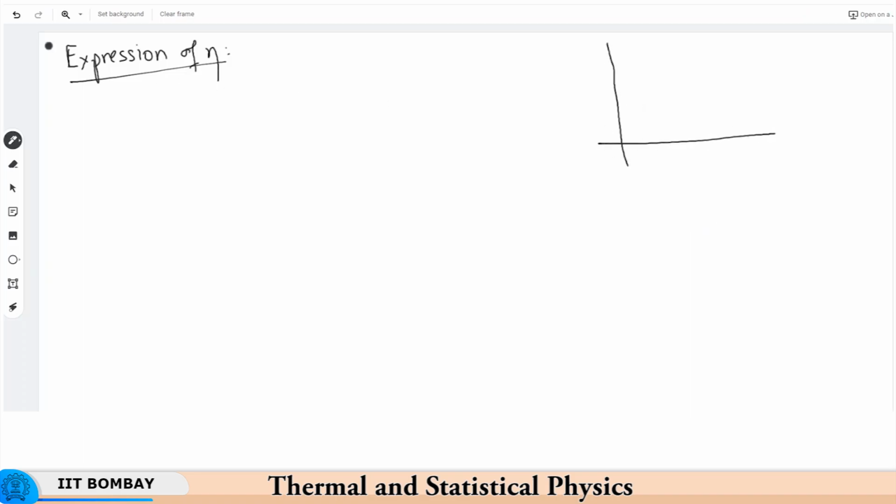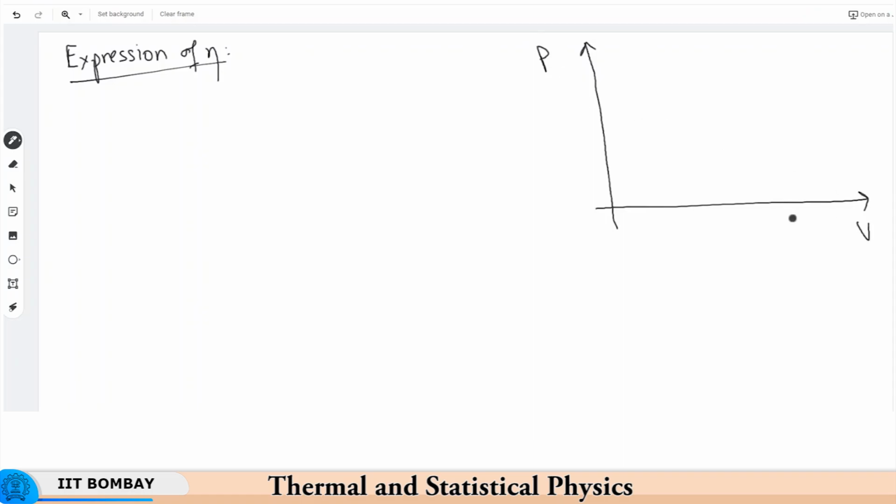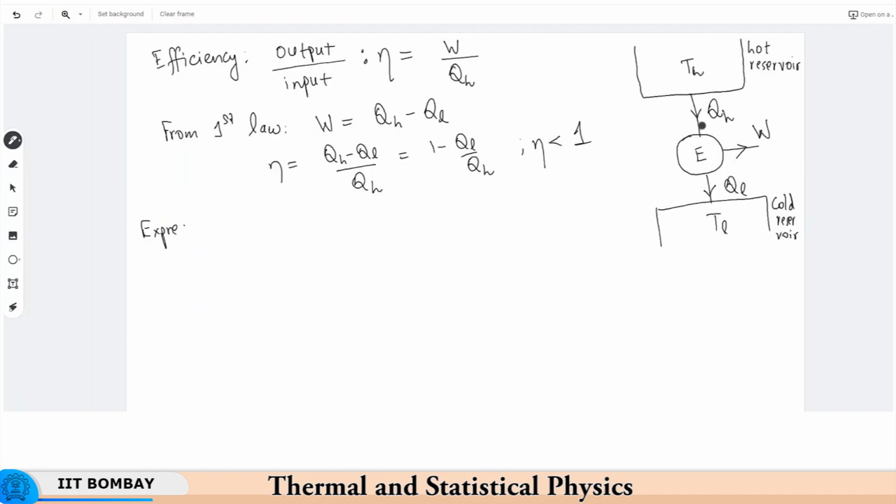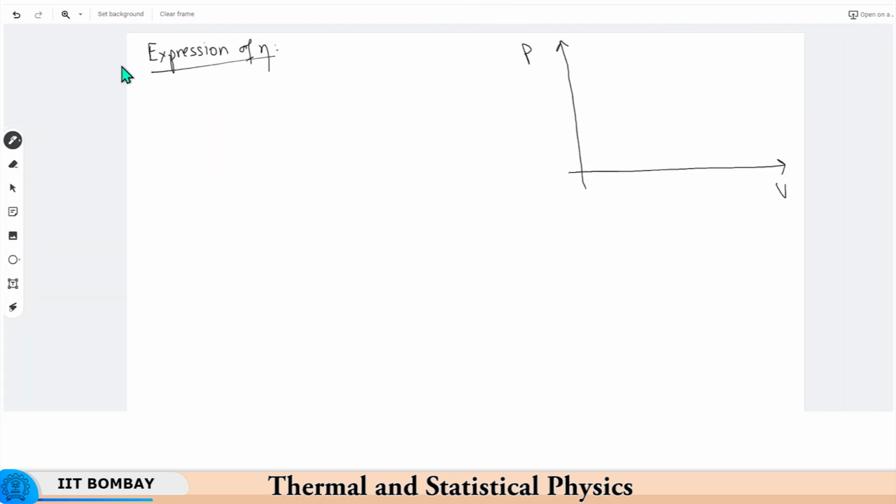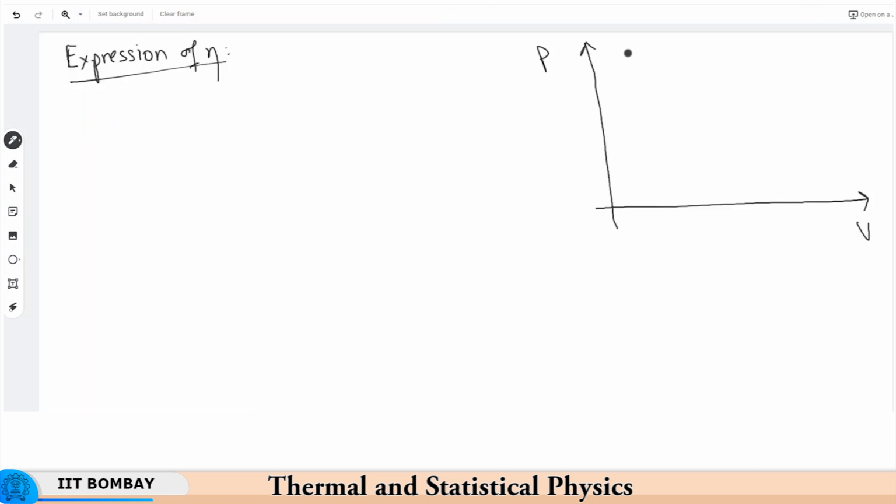Maybe I can go to the next page. So, expression of eta. And when we want to express eta in certain state variables, we have to define a certain protocol, right. And this is the working protocol that Carnot came up with. So, we have this indicator diagram. We have P, we have V, and remember we are operating this engine between two temperatures, TH and TL, and we have corresponding isotherms for them.